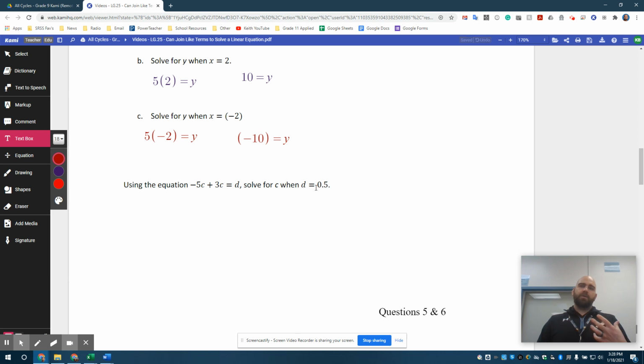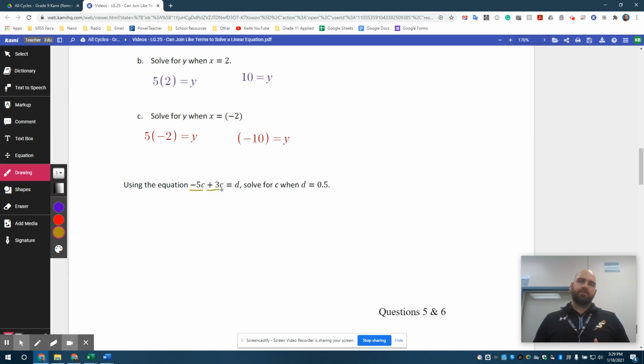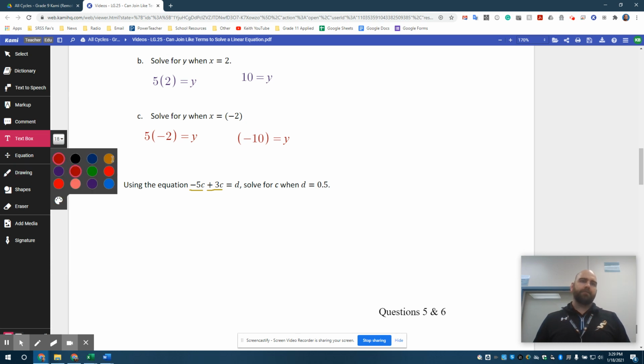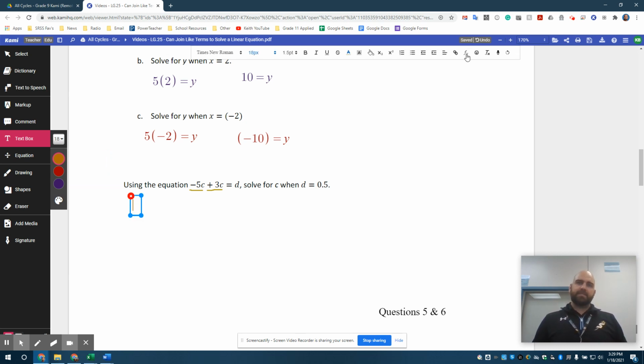Now, what happens if we want to try to solve for c and we're given d? In this case, I'm using different variables, which is okay. We're going to use this equation to solve for c when d is equal to 0.5. First things first, we need to combine our like terms. So we're going to combine our two c terms and put them together. We have negative 5c and positive 3c. And when we combine that, we get negative 2c is equal to d.